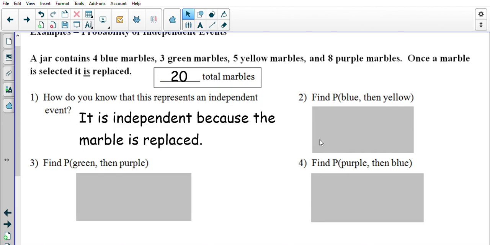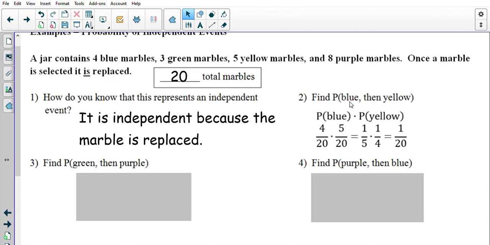So we have 3 examples using these directions. Find the probability of blue, then yellow. It might be written as find the probability of blue and yellow, but this means what's the probability I select a blue marble and then I select a yellow marble. So basically, find the probability of selecting blue, find the probability of selecting yellow, and multiply them. So for a blue marble, that's 4/20. For a yellow marble, that's 5/20. I did take a moment and reduce them using my calculator. You don't have to. You could simply plug in 4/20 times 5/20.